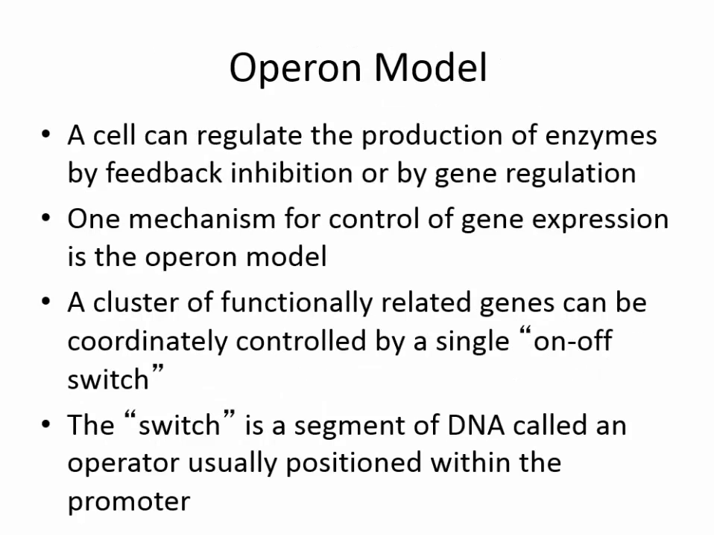A cell can regulate the production of enzymes by feedback inhibition or by gene regulation. One mechanism for control of gene expression is the operon model. A cluster of functionally related genes can be coordinately controlled by a single on-off switch. And this switch is actually just a segment of DNA called an operator, usually positioned within the promoter.